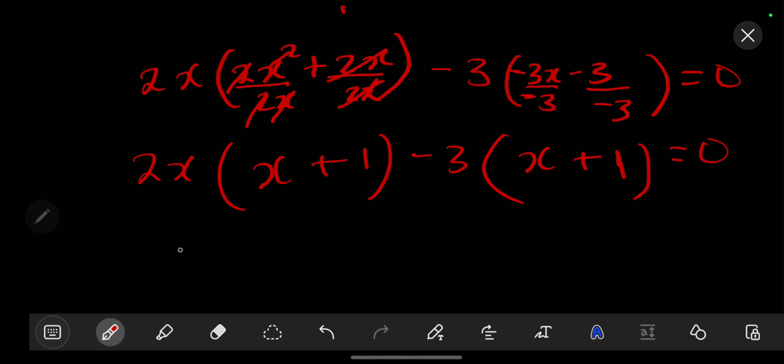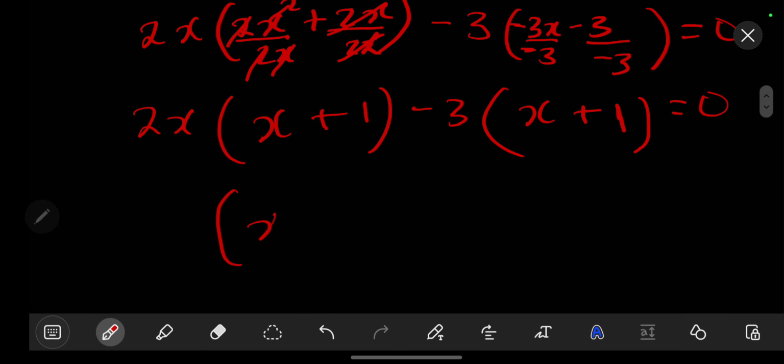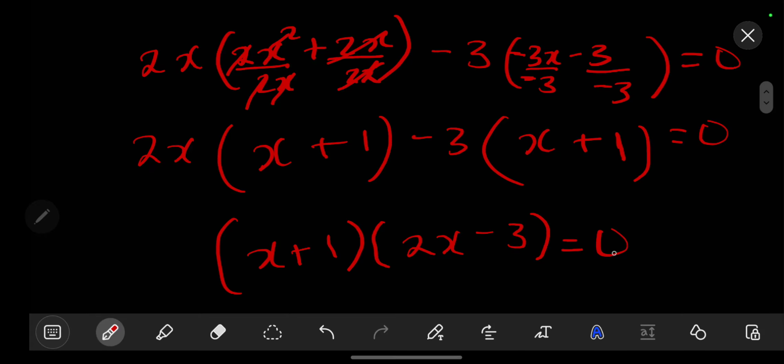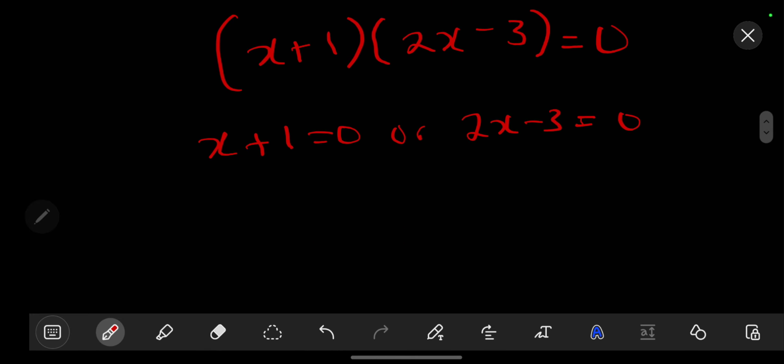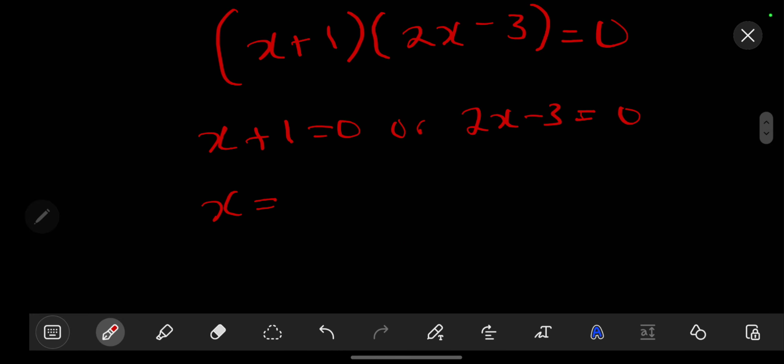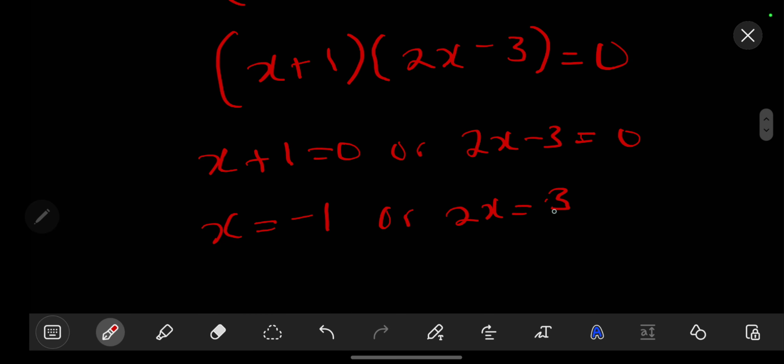Then we take the bracket and see what's common. Here we have our x plus 1 as one bracket, then what is remaining, we put them in another bracket. So we are going to have our 2x minus 3 should be equal to 0. So if you are told to find the value, it's either x plus 1 is equal to 0, or our 2x minus 3 should be equal to 0, like that. So we have our x is equal to, we take the 1 there, it will be -1, or our 2x should be equal to +3 there, then we divide over 2 over 2.